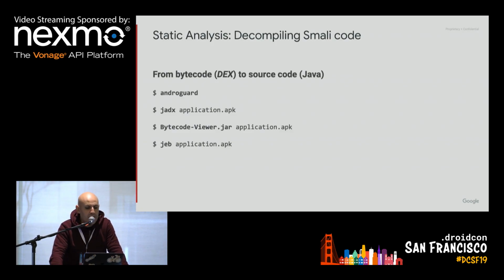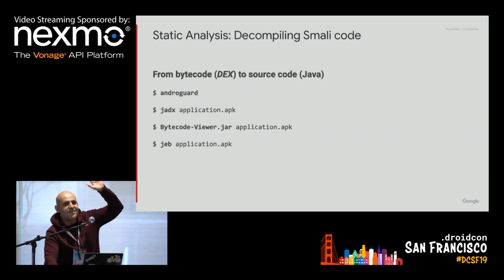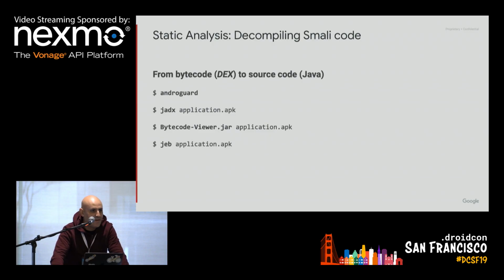There are several tools that we can use. Some of them are for pay. JEB is one, who's used JEB before? I recommend you take a look. It's a very good decompiler for Java Android applications in particular. Very powerful. Or you can use AndroGuard, JADX, and Bytecode Viewer, which are free tools.